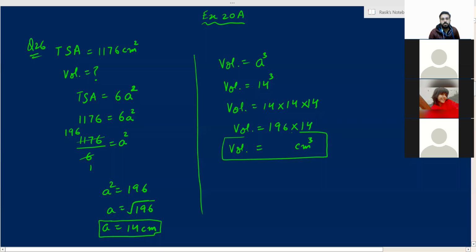How much? The voice is not clear. 2744 centimeter cube. This is the volume. Okay.